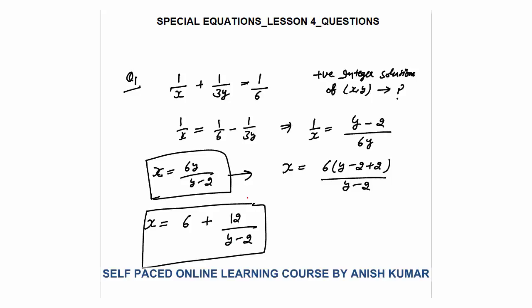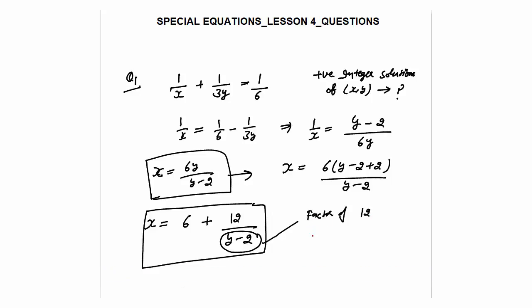Now again, y minus 2 must divide 12. Can I say that y minus 2 must be a factor of 12? Now a factor of 12 could be positive or negative. We have to consider both. Can I say that positive factors could be 1, 2, 3, 4, 6 and 12. These are positive factors. Same way minus 1, minus 2, minus 3, minus 4, minus 6 and minus 12. I will check which of them are valid options.